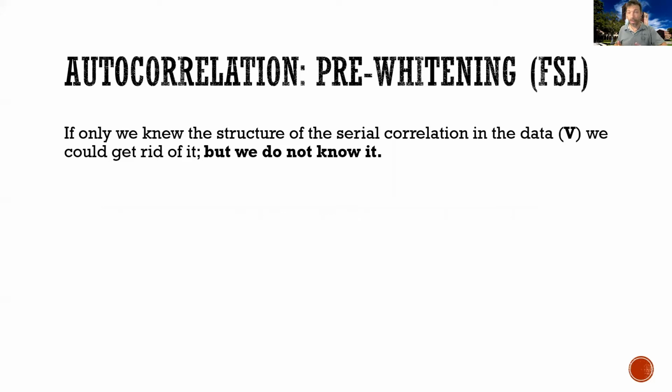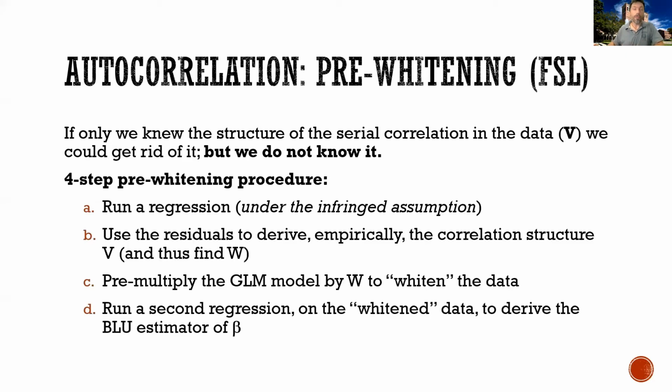Now, the problem, however, is that we don't know what V is. We don't know what that structure is, what is that correlation between errors at different time points. So FSL uses a 4-step pre-whitening procedure to find it out, or to approximate it as best it can. First, run a regression under the infringed Gauss-Markov assumptions. And then you never look at the betas that you get.